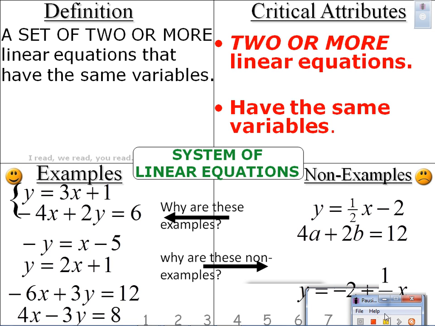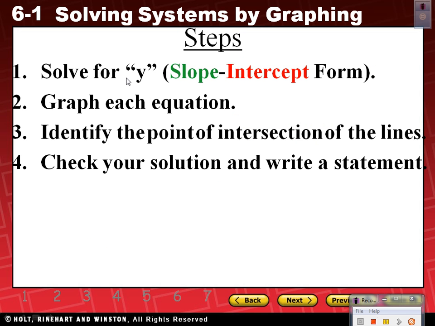Okay, here go the steps. Step 1, solve for y. In parentheses, write slope-intercept form. They need to be in slope-intercept form. Step 2, graph each equation. Step 3, identify the point of intersection of the lines. Step 4, check your solution and write a statement.